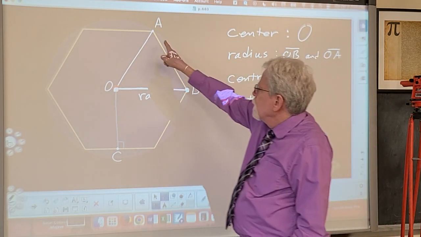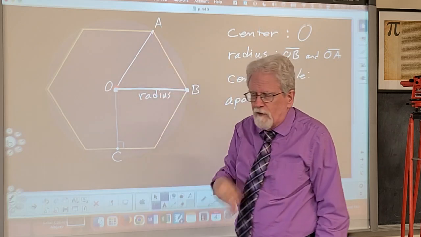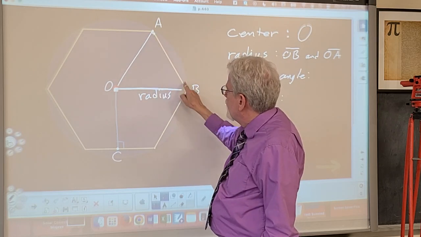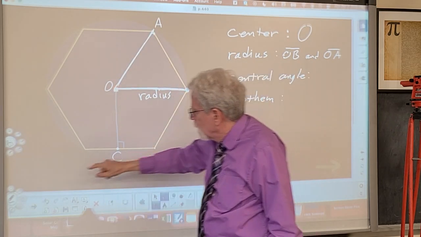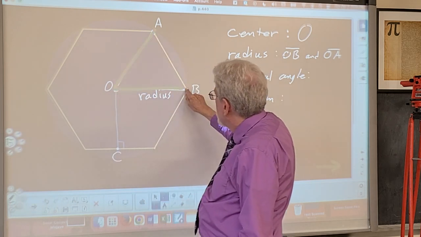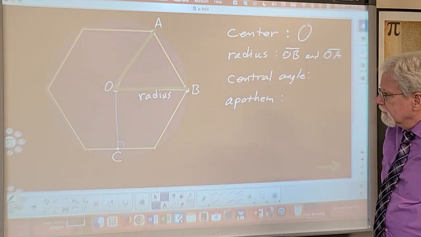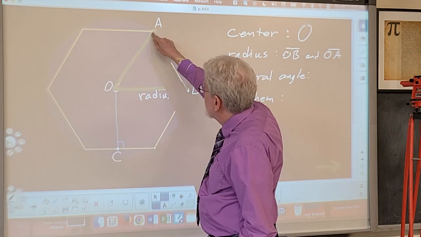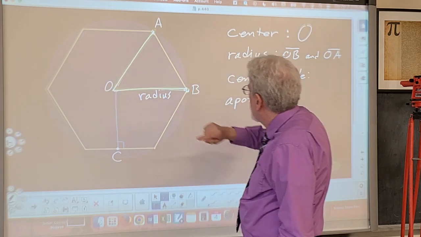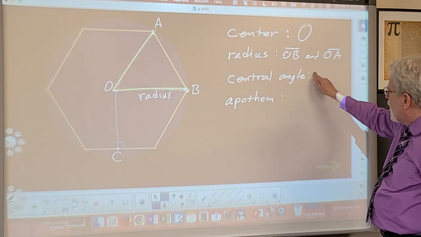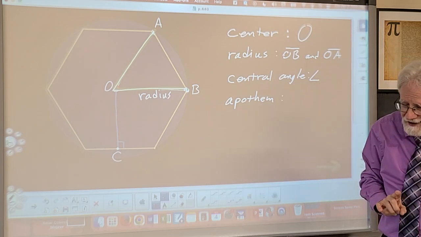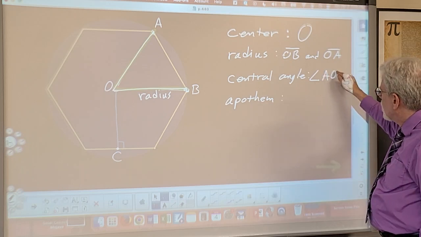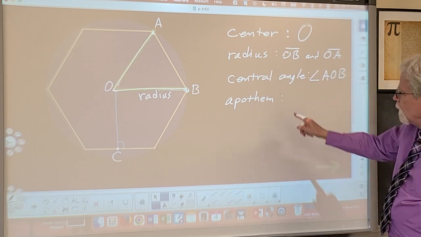Now, if we take 2 consecutive vertices, consecutive means one right after the other, not skipping from here down to here, and connect them like this, we get what is known as a central angle. A central angle has to go from vertex to center to the next vertex. So the only central angle we can name here is angle AOB. Notice the angle symbol. You've got to have your symbols in there.